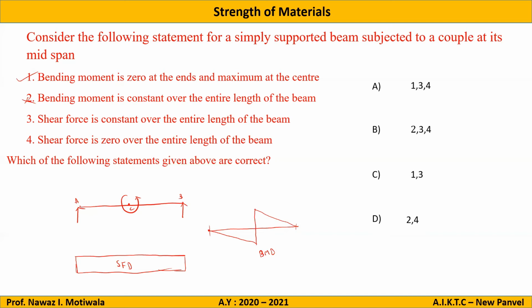Shear force is constant over the entire length. Yes, it is correct. Shear force is zero over the entire length. No, shear force is not zero. So the only correct statements are 1 and 3. So 1 and 3 is the answer. Option C. This is my answer.